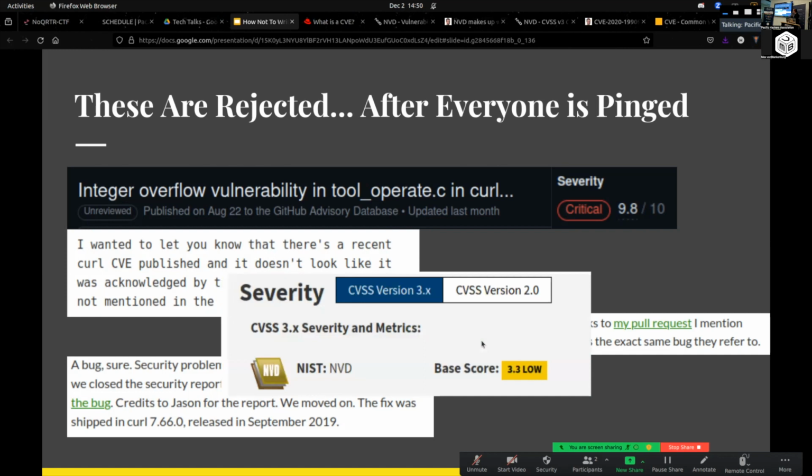Oh yeah, and by the way, this fake CVE is still up with a low severity, but has not been rejected yet. The only silver lining is, of course, no one fixes low severity CVEs, so it might as well be invisible.